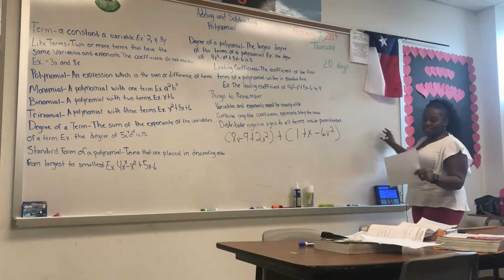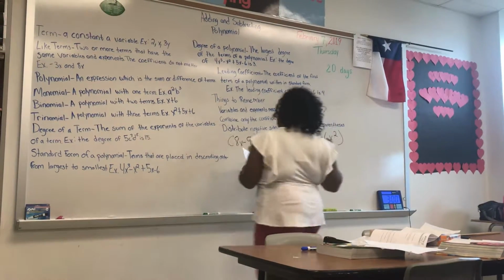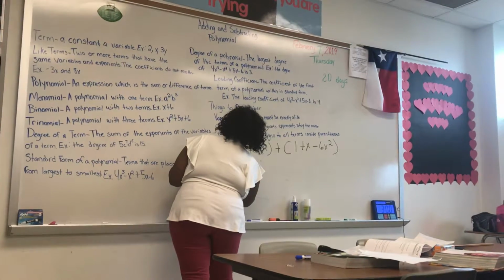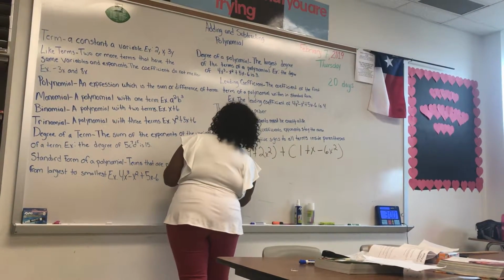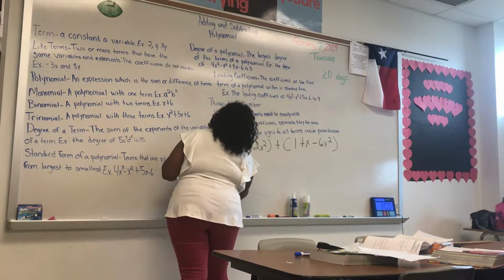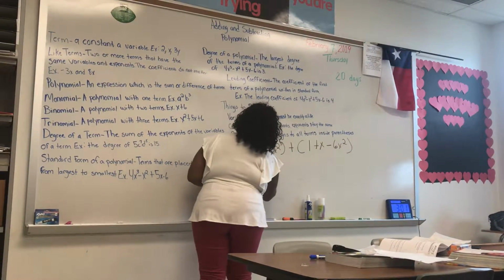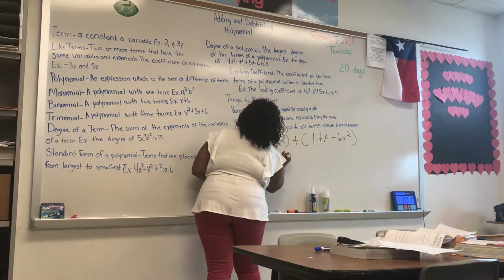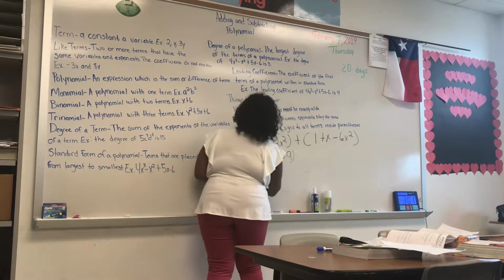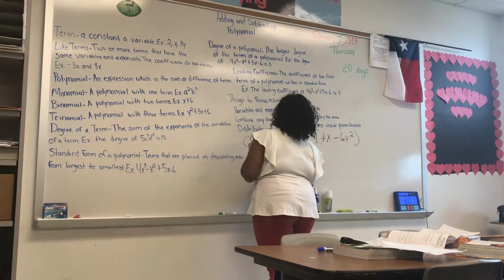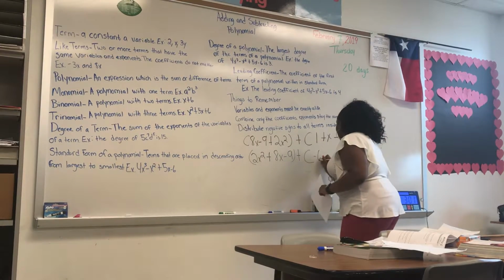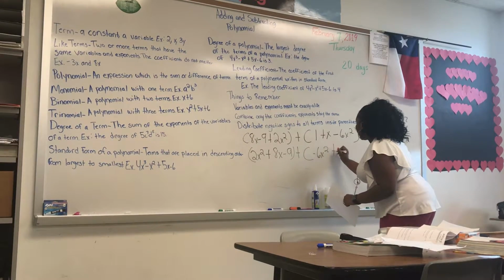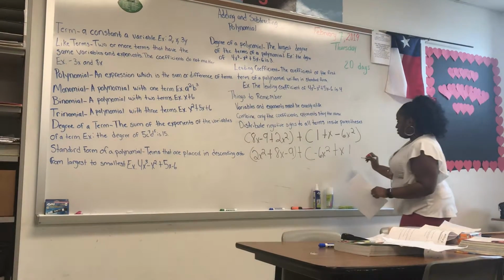So don't forget, we're going to put it in standard form. And for standard form, we're going to do 2x squared plus 8x minus 9 plus negative 6x squared plus x plus 1.